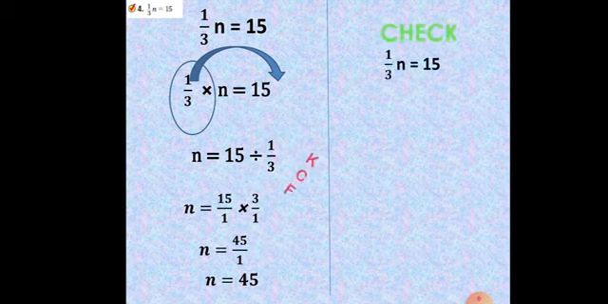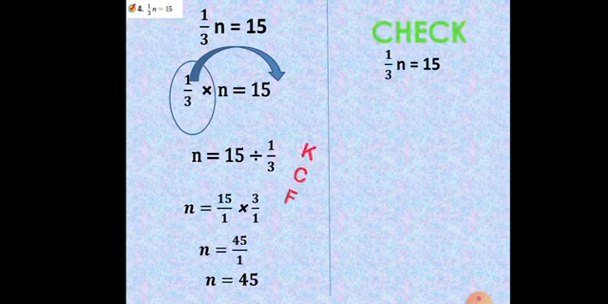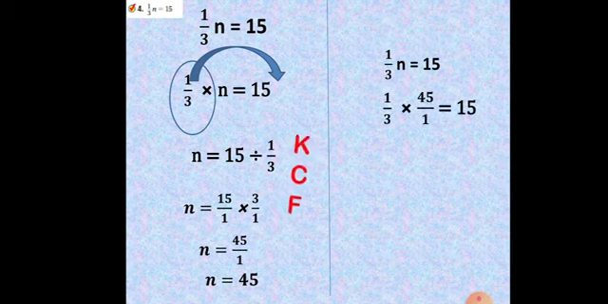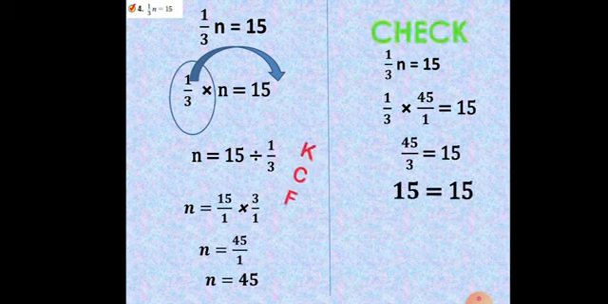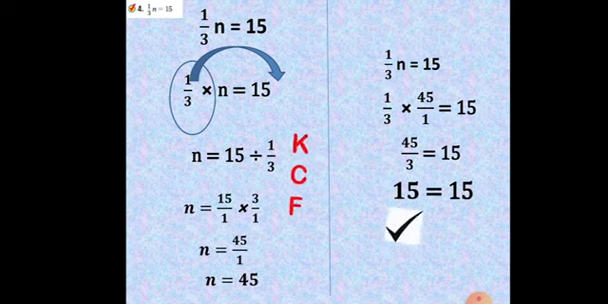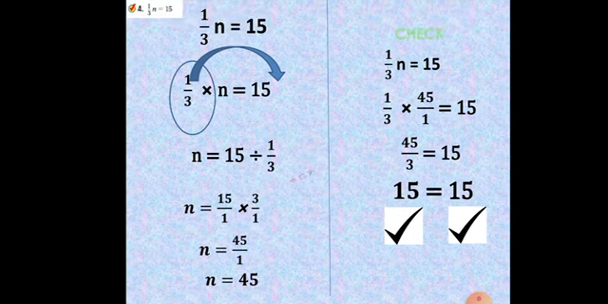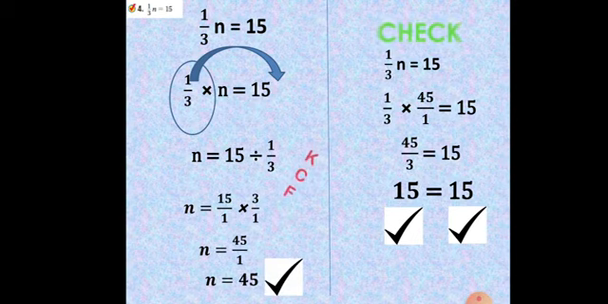Now let's check it together if the answer is correct. So the first step is write the equation the same and replace the n with 45. So you are going to get 1 over 3 multiplied by 45 over 1. Okay, so 45s are 45, 3 ones are 3. If you divide 45 by 3, you will be getting 15. So, which means we have 15 on both sides. So, our checking is also correct. And our answer, which is n equals 45, is also correct.